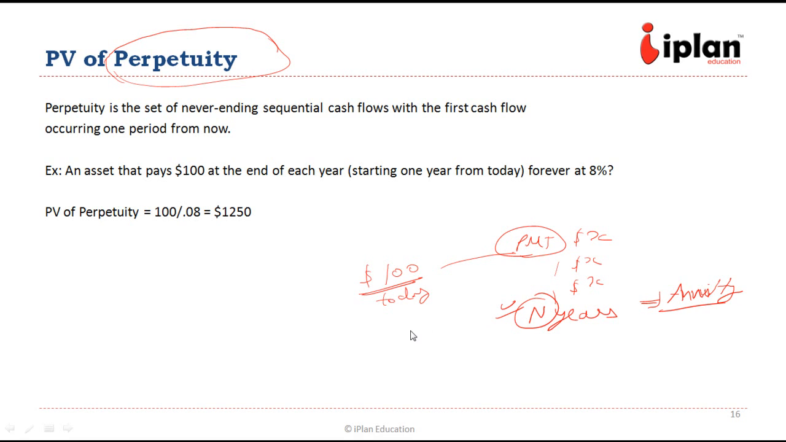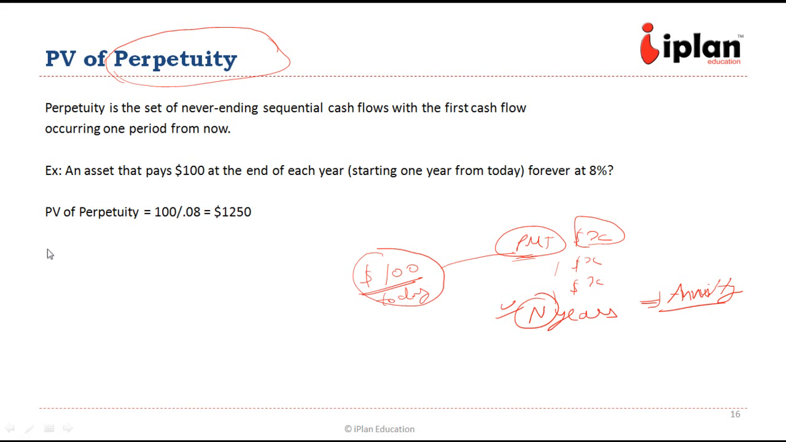But if we want to receive this payment forever, for perpetuity, then the number will get small and effectively this will be only the interest rate. Naturally the question arises, what happens to the present value?